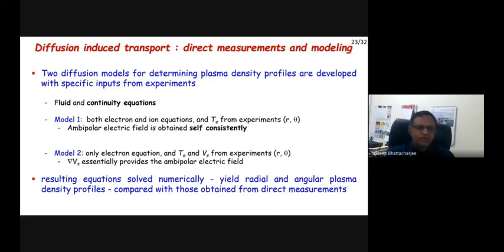In another work, model 2, we took only the electron equation, and the temperature and space potential we took from the experiments. Then what happens? We took the gradient of the Vs, and that will give you the ambipolar electric field here. So the resulting equations are solved numerically, and they yield radial and angular plasma density profiles. And then these are compared with the density profiles measured directly from the experiments.